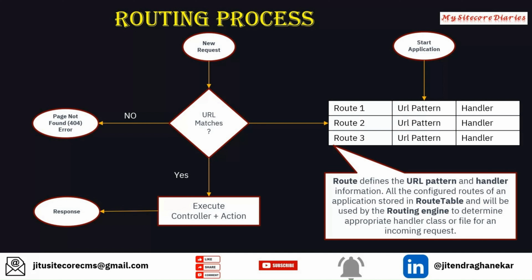The route stores the URL pattern, what pattern the URL is coming in, and the handler for it. All the configured routes of an application are stored in the route table. This route table stores all the information, and this complete process is executed by the routing engine. The routing engine defines which is the handler class, and if there is any file associated with that, the file will get mapped.